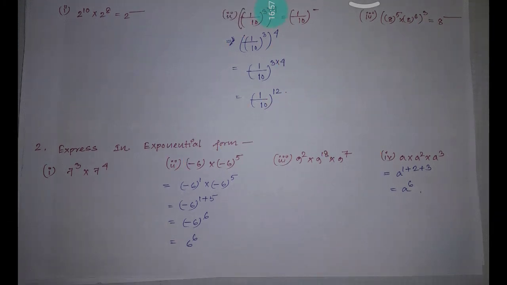Now see question 2, express in exponential form. 7 power 3 into 7 power 4, exponential form. This one you have to do by yourself.